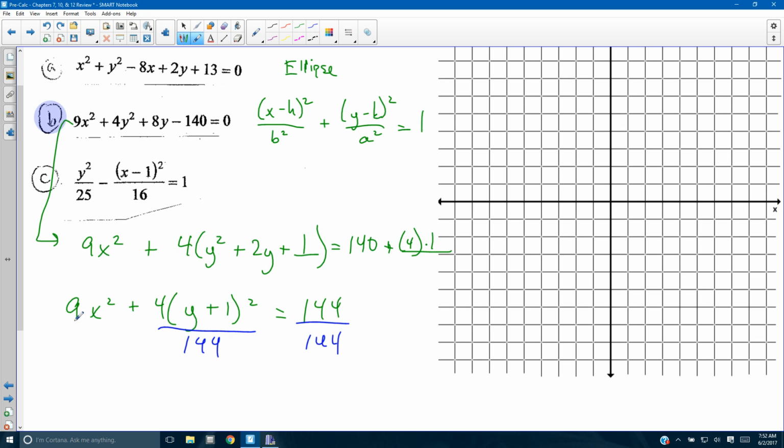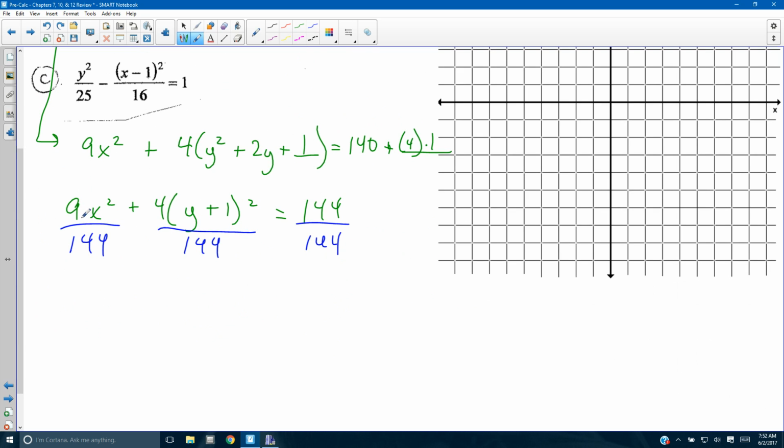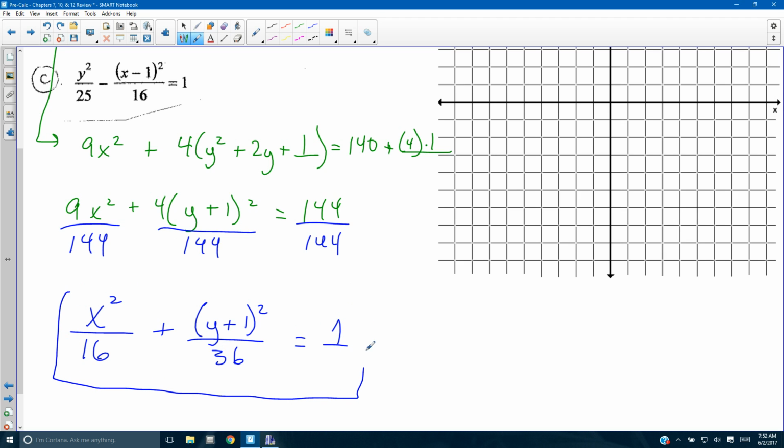and hope that everything can reduce how we'd like it to here. 9 over 144 reduces to 1 over 16. So this is x squared over 16. 4 over 144 reduces to 1 over 36. I was going, that's a weird number. Okay, over 36 equals 1. Boom. So we have our equation.